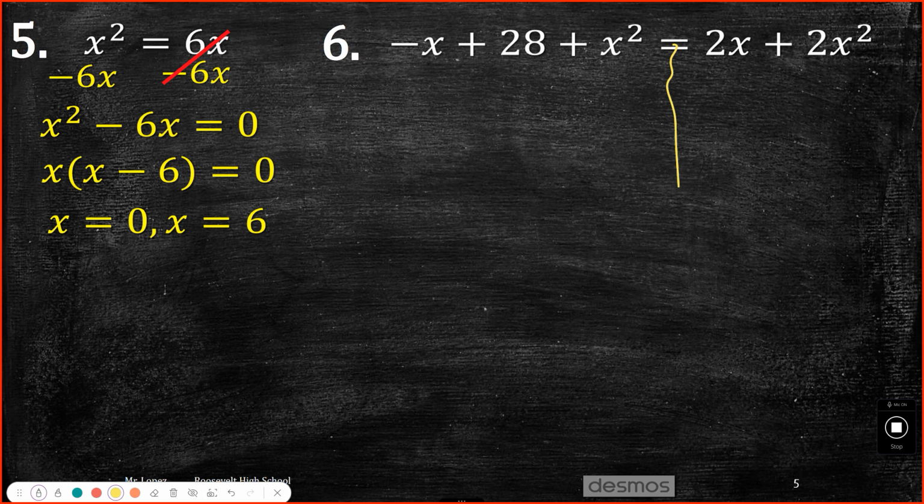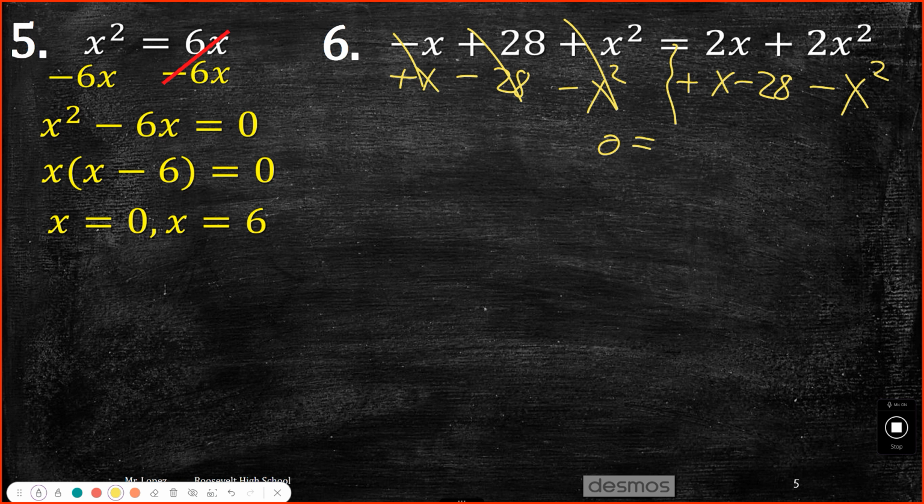So we're going to plus x, minus 28, and minus x squared. Negative x and positive x cancel. So 0 is going to equal 2x squared minus x squared, which is x squared. 2x plus 1x is 3x. And minus 28, just bring it down.